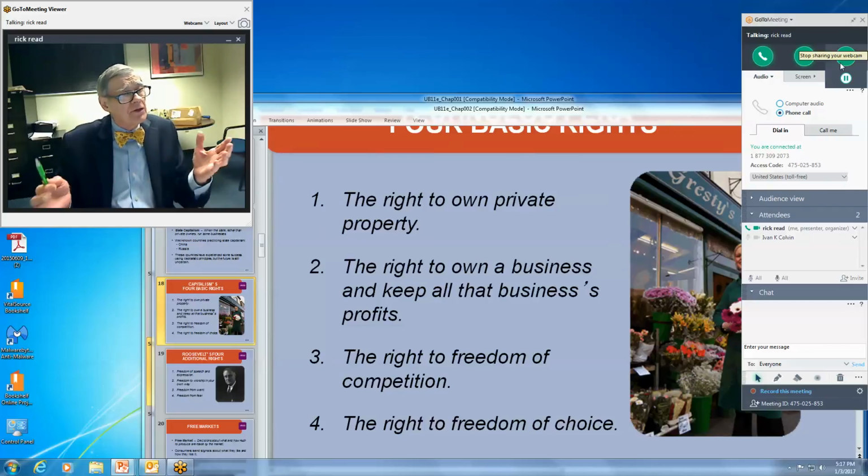These are the basic rights of capitalism. Private property ownership. You can start your own business. You get to keep all the profit. Notice the next one sounds like an oxymoron, a right to competition. Absolutely. And then you can choose what you want to do.